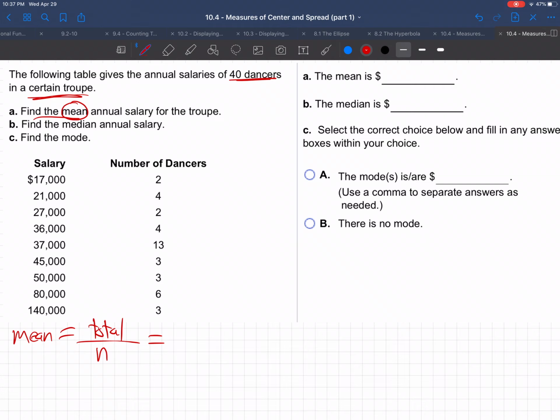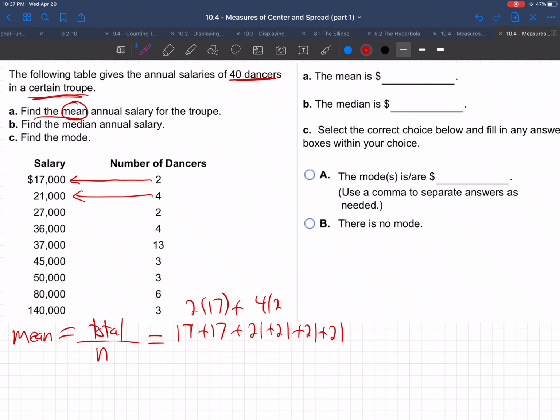So to total, let me see, there's 2 dancers making 17,000. So I'm going to have to take 17 plus 17. I'll do the 1,000 later. And then 4 dancers making 21,000. 21 plus 21 plus 21 plus 21. Now, I hope you're thinking, there's a better way, Mr. Heron. We don't need to go 17 plus 17 and 21 added 4 times. You know this is 2 times 17, and this is 4 times 21, etc. So let's do that. Let's save some effort. We just need to take 2 17s, 4 21s, right?